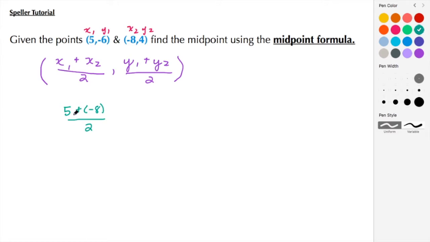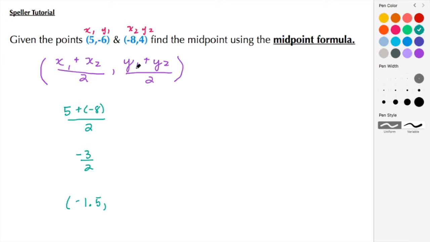So let's go ahead and solve that. This is really 5 minus 8. 5 minus 8 is going to give me a -3, and then -3 divided by 2, to make that into a decimal, I end up with -1.5. So that's the x value.